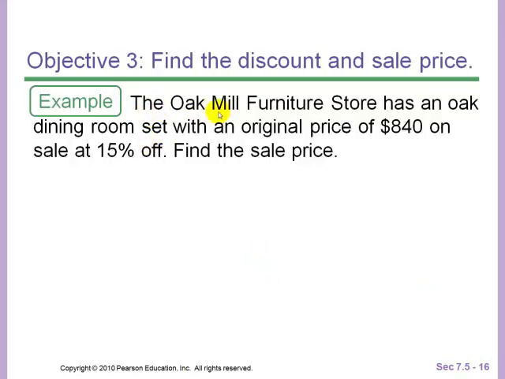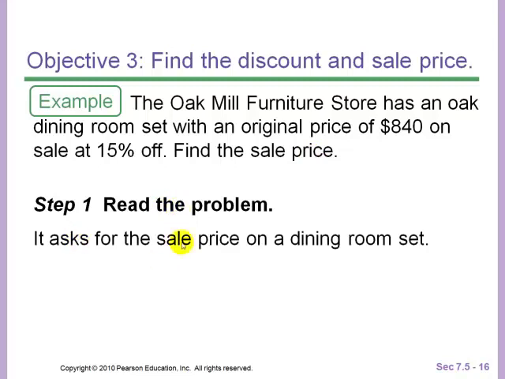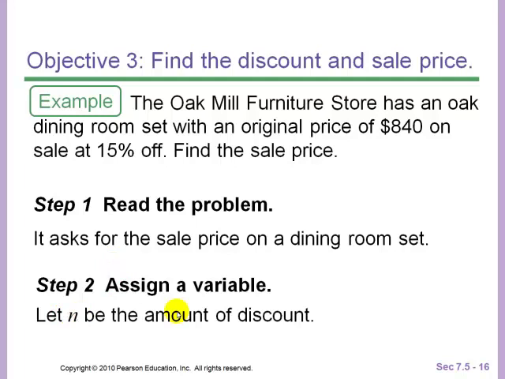Example. The Oak Mill Furniture Store has an oak dining room set with an original price of $840 on sale at 15% off. Find the sale price. So if we read the problem, it asks the sale price on a dining room set. If we assign the variable, we're going to let n be the discount. Remember, before we can find the actual sale price, we need to find the discount and subtract it. So the first thing you have to find is the amount of discount.